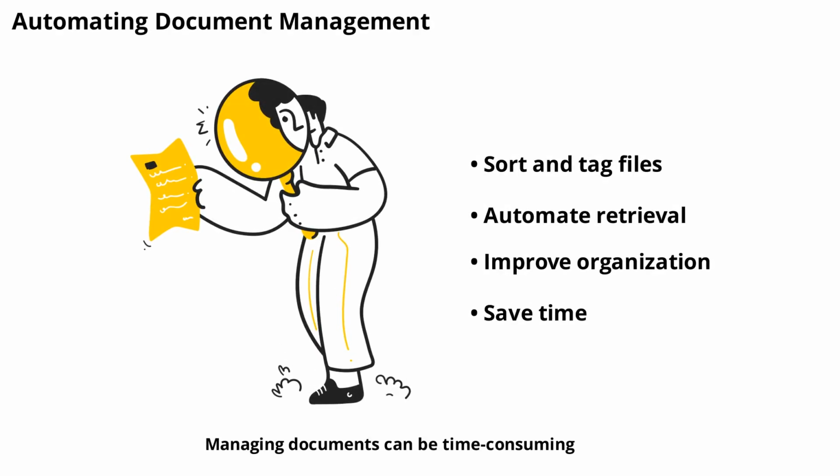Managing documents can be time-consuming, but AI can automate tasks such as sorting, tagging, and retrieving files. AI-powered document management systems improve organization, reduce manual effort, and make it easier to find important information when you need it.